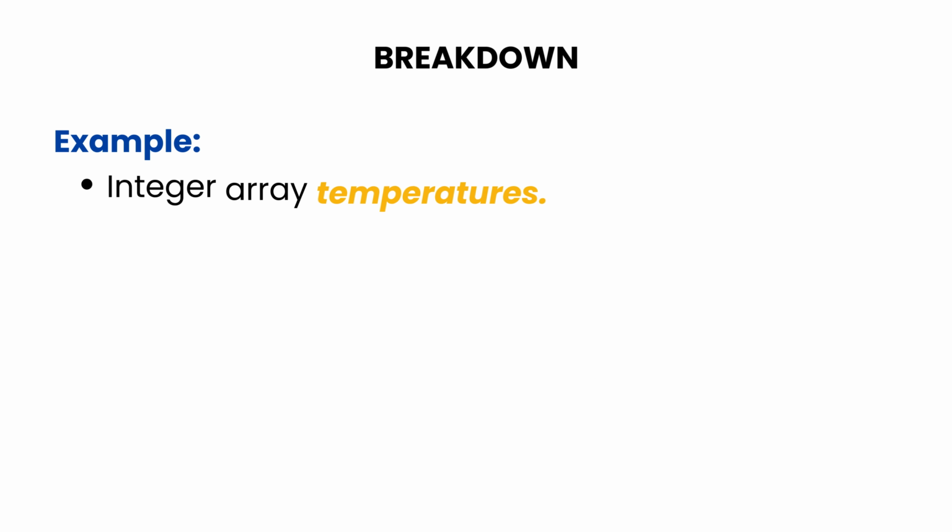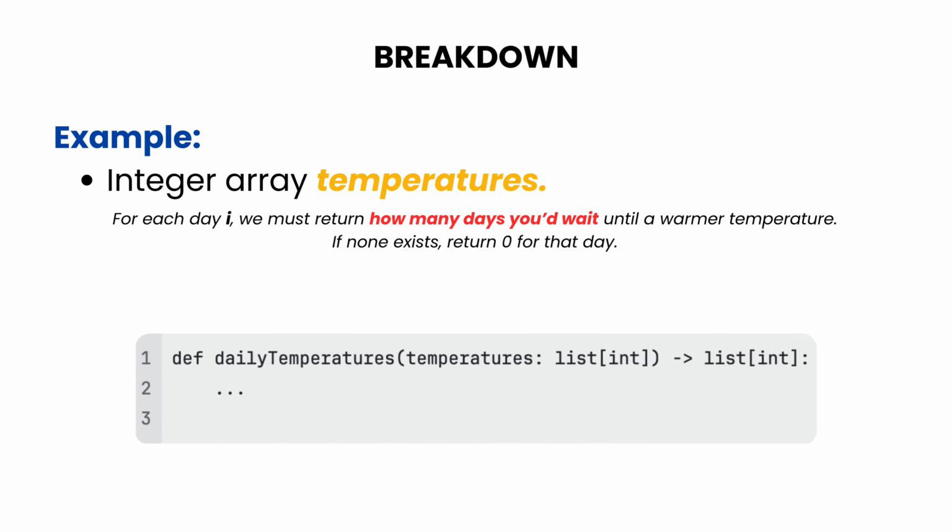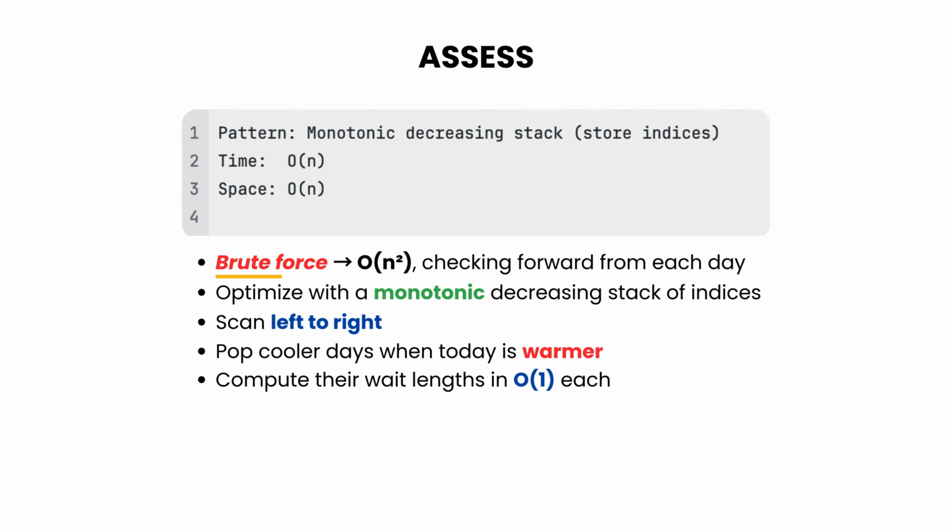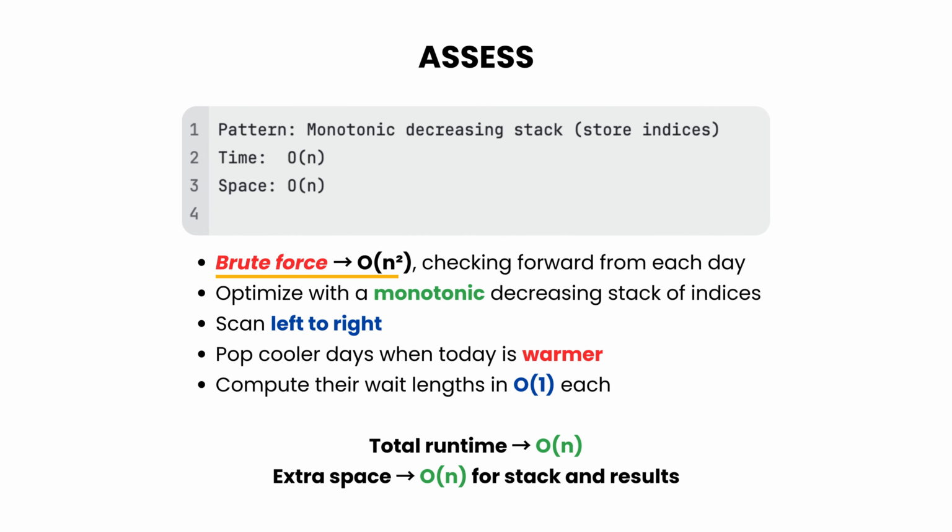Let's go. We have an integer array temperatures. For each day i, we must return how many days you'd wait until a warmer temperature. If none exists, return 0 for that day. Output is an array the same length as input. Brute force is O(n squared), checking forward from each day.